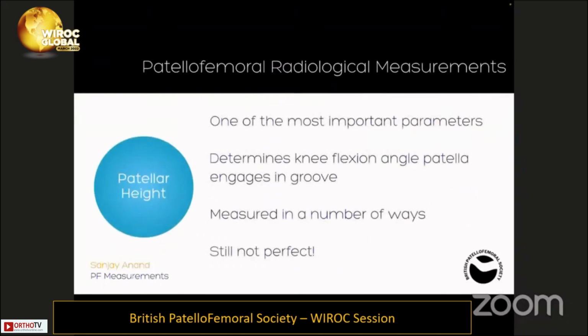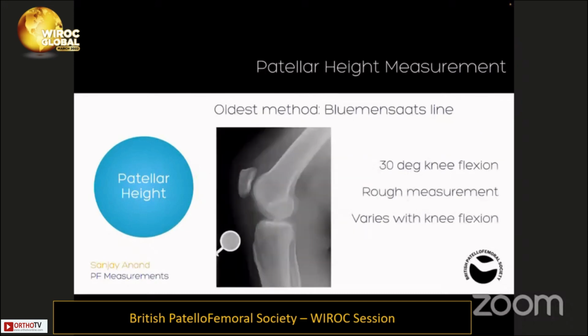And the final part is patella height. I think this, as Vipul highlighted, is one of the most important parameters when assessing the engagement. I think it determines what flexion angle your knee is at before the patella engages into the groove, into the deeper groove, which is often not dysplastic once it gets deeper down. It's measured in a number of ways, and we still have no perfect way of measuring.